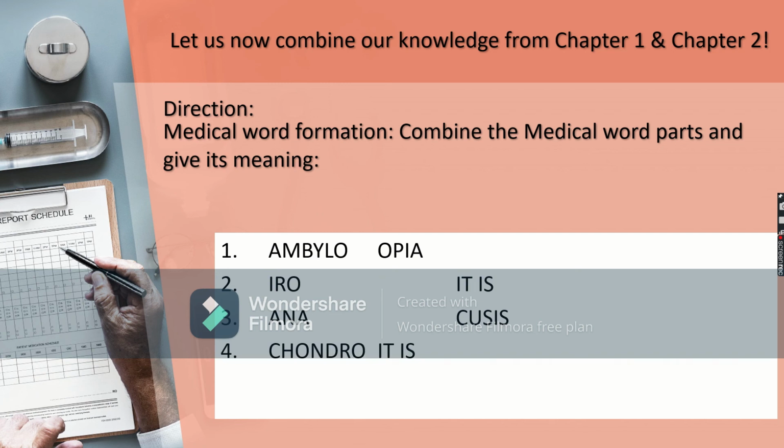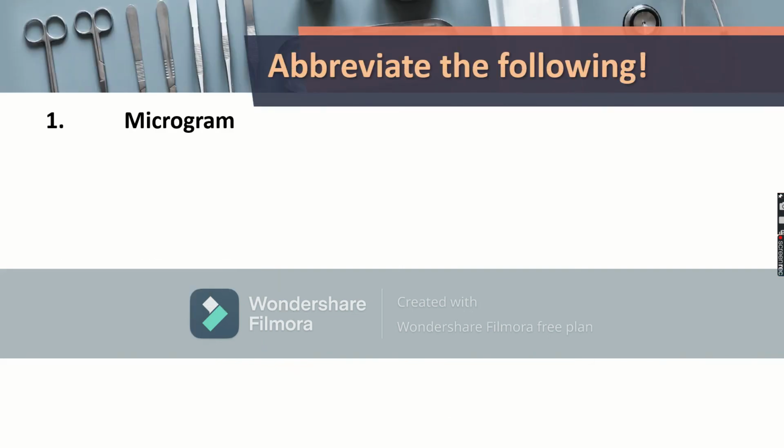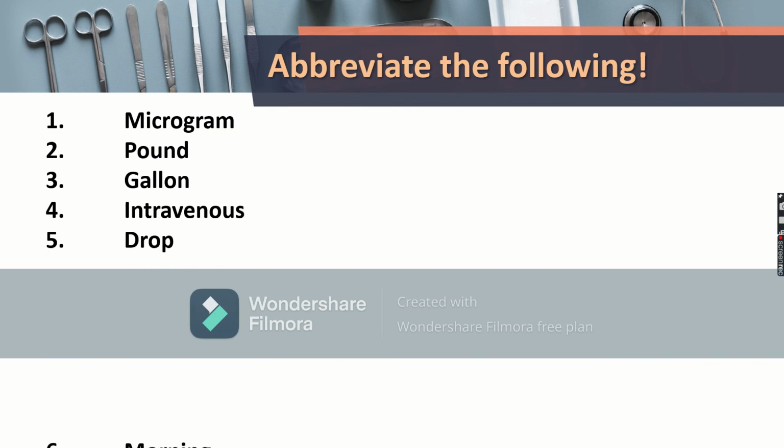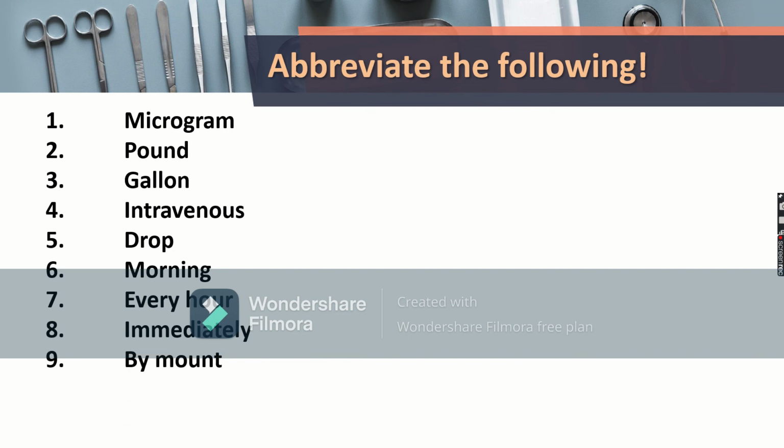Number 4, costochondritis. Number 5, condyl and ectomy. Let's go to part 2 of this activity. Let us now abbreviate the following. I know you can do it. Number 1, microgram. 2, pound. 3, gallon. 4, intravenous. 5 is a drop. 6, morning. 7, every hour. 8, immediately. 9, by mouth. And 10, 4 times a day.